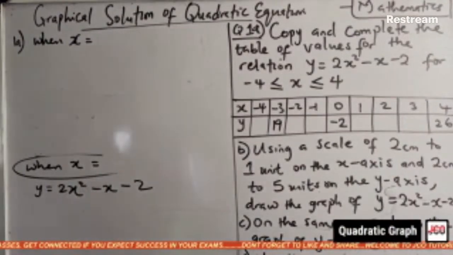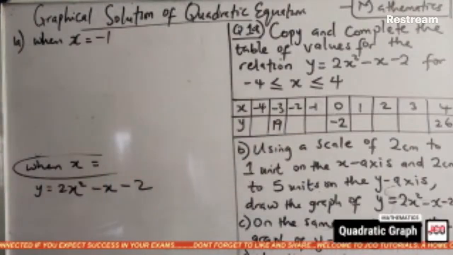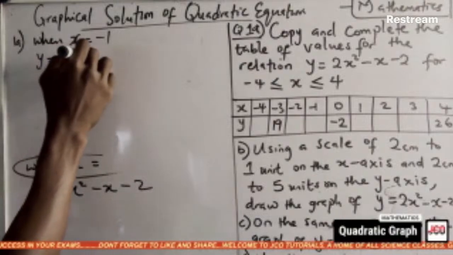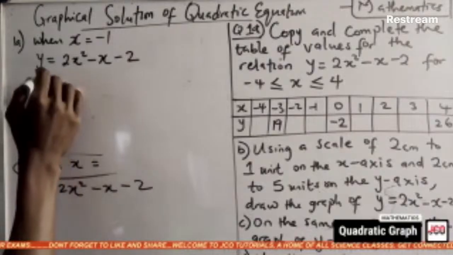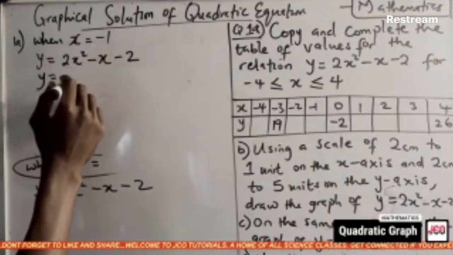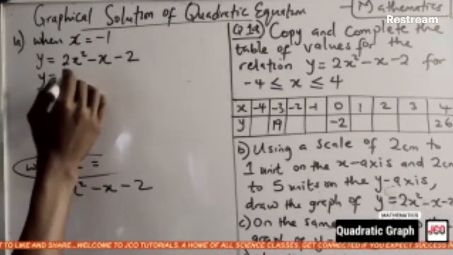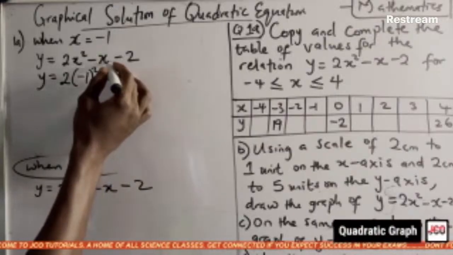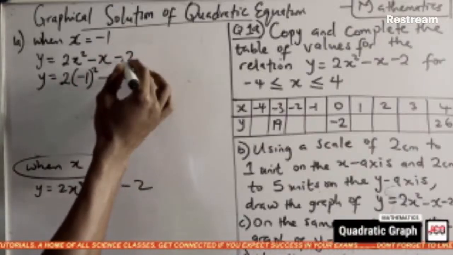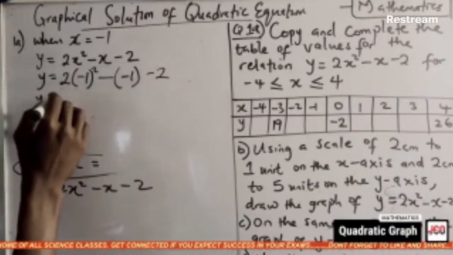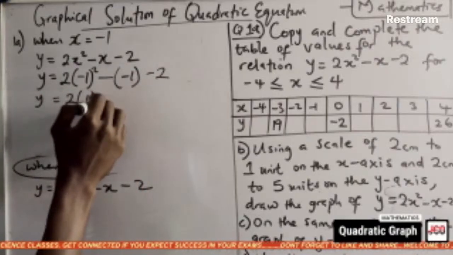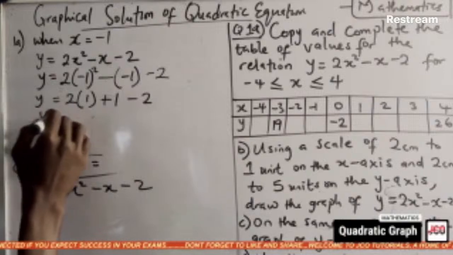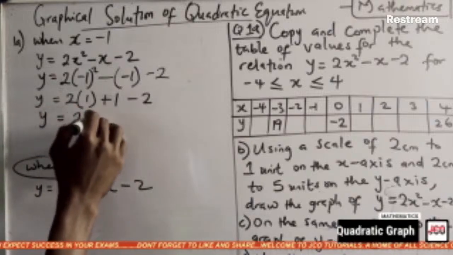So I'm moving on now to look at when x is -1. So when x is -1, we're going to solve. Put your equation: y is 2x squared minus x minus 2. Wherever you see x, you put -1. 2 is in your equation, then your x is -1 squared. Next you have your minus there, then your x, which is -1, then -2. y equals 2 times (-1) squared, which is 1. Minus times minus is plus 1, then -2. 2 times 1 is 2, plus 1, minus 2.